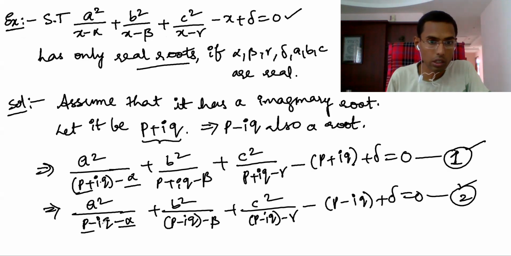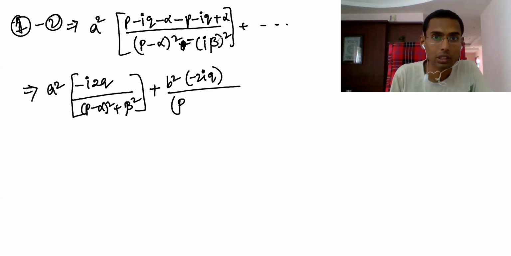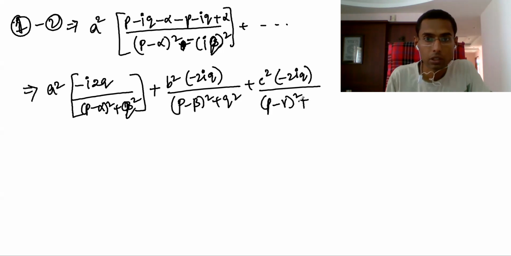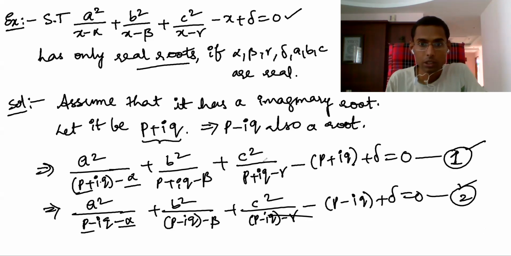sorry, this is q square actually, this is q square. So (p minus beta) whole square plus q square plus c square into minus 2iq by (p minus gamma) whole square plus q square. So then you see this last term, this minus this minus this, and this minus this will give p gets cancelled, minus iq here, minus iq here, this is plus iq.